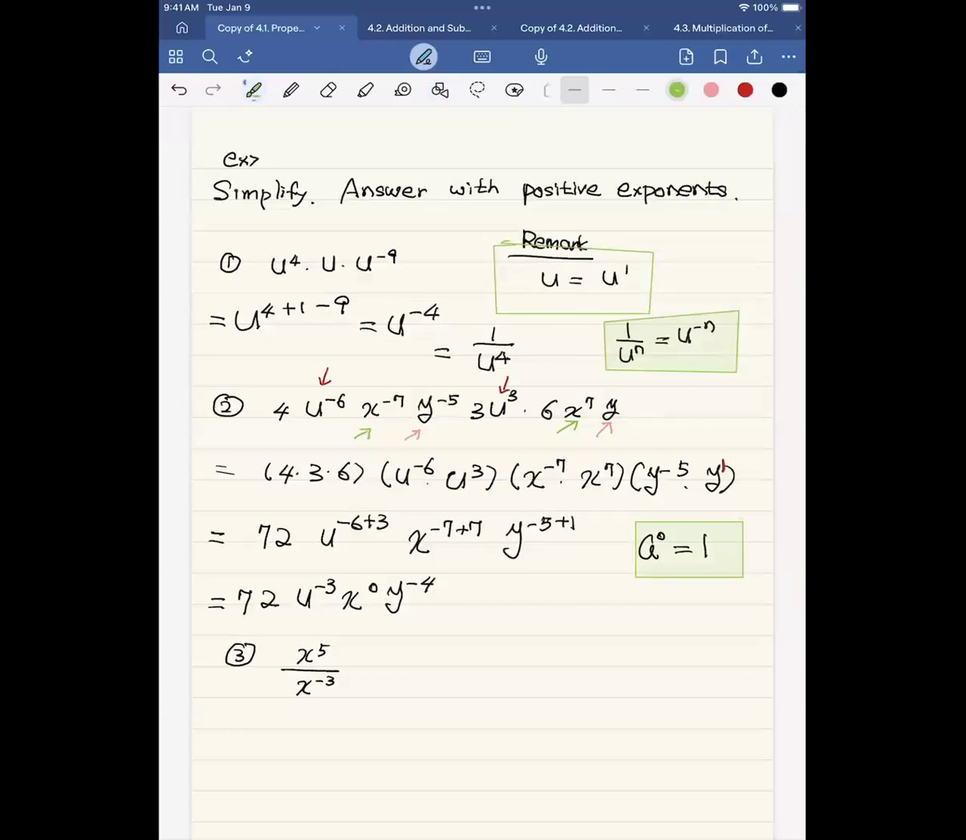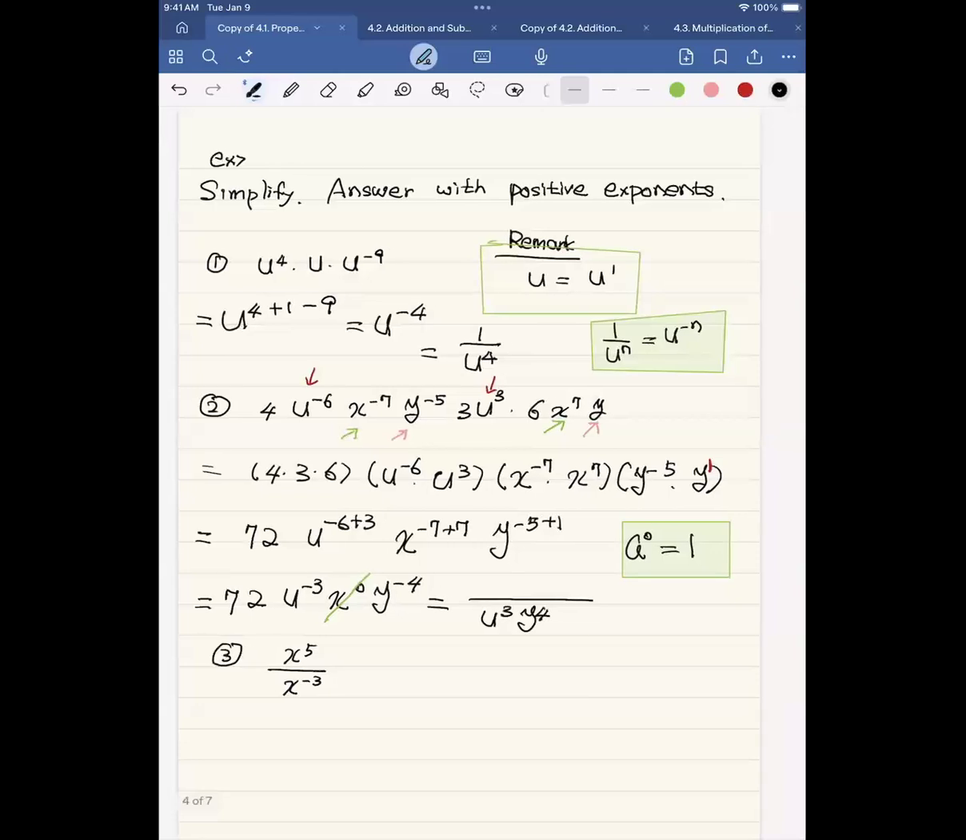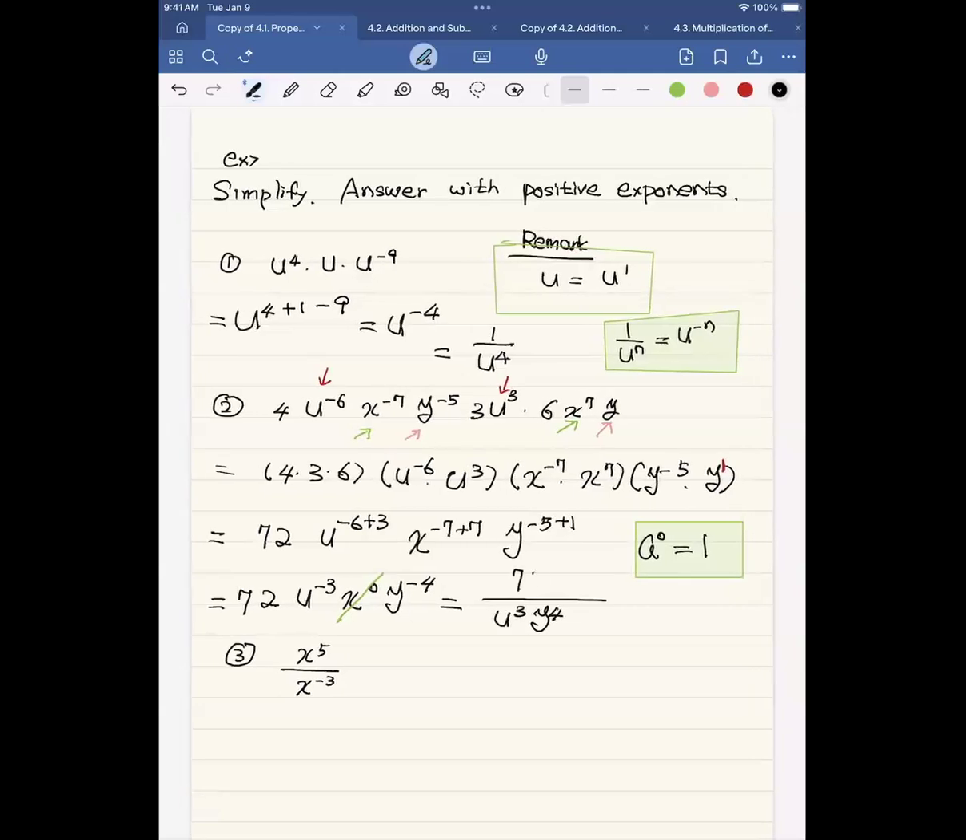What does that mean? This one will vanish. And what we know is when we have a negative power, we have to put that in the denominator. So the denominator will become u cubed times y to the fourth power. The numerator is 72 because there is no negative power for the number 72.